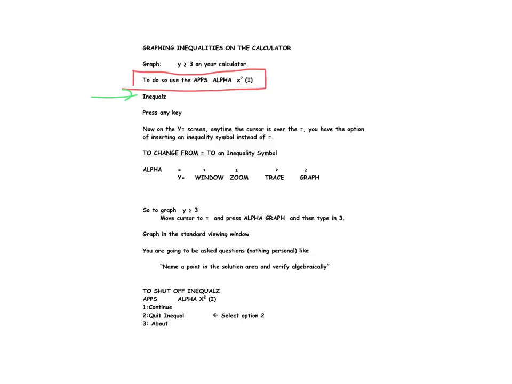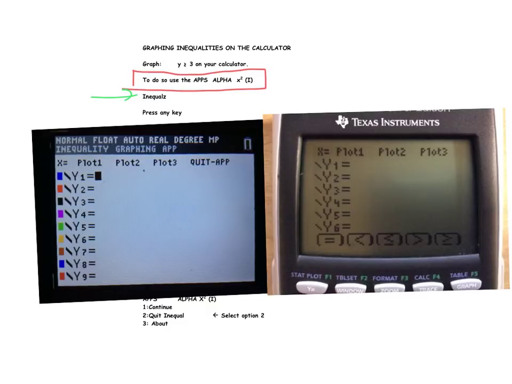Now, depending on which type of calculator you have, your screen will look like one of these two. On the newer versions of the graphing calculator, when you press the Y equals button, you will see that there's an option now that says Quit App, which means the Inequalz app is now running. On the older version of the calculator, when you move the cursor over the equal to sign, you will see the 5 options for graphing inequalities pop up along the bottom.